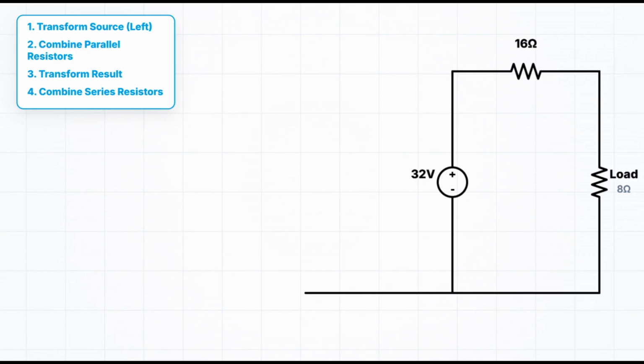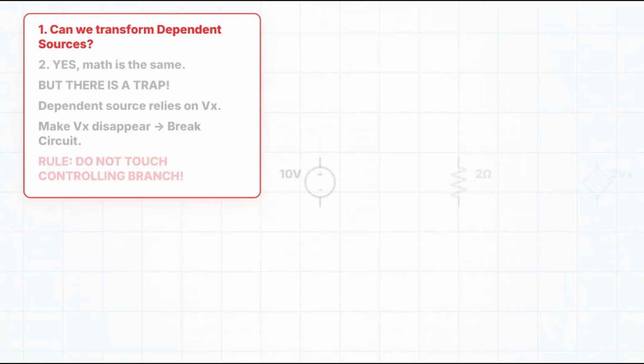until eventually the entire left side of the circuit is just one voltage source and one resistor attached to our load. Then, finding Vout is a simple voltage divider. Critical rule: never transform the component you are solving for. If we had transformed the load at the beginning, the variable Vout would have vanished into the math. Keep the load safe.